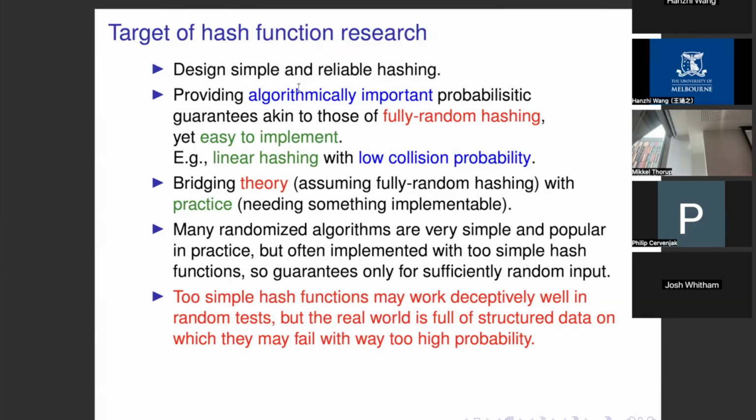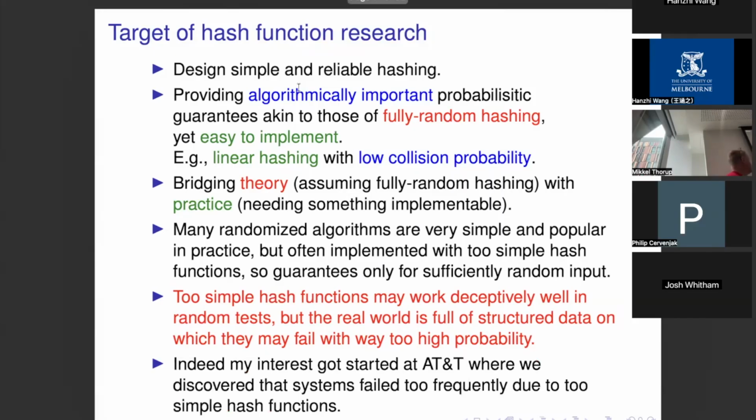What really goes wrong is that the things that should never happen, that you've calculated should happen with a tiny probability, like the probability that we get hit by a meteorite tomorrow or something like that, happen maybe with quite high probability. And we're going to see that. And this was indeed what got me started at AT&T, because we had systems that shouldn't fail, and it was the hash function that was the devil.